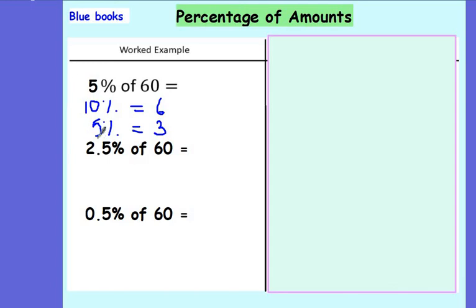How can I work out what 2.5% might be, Elliot? Great, I've got 5% is 3. So to work out 2.5%, I just want to divide that by 2. So 2.5% would give me 1.5.